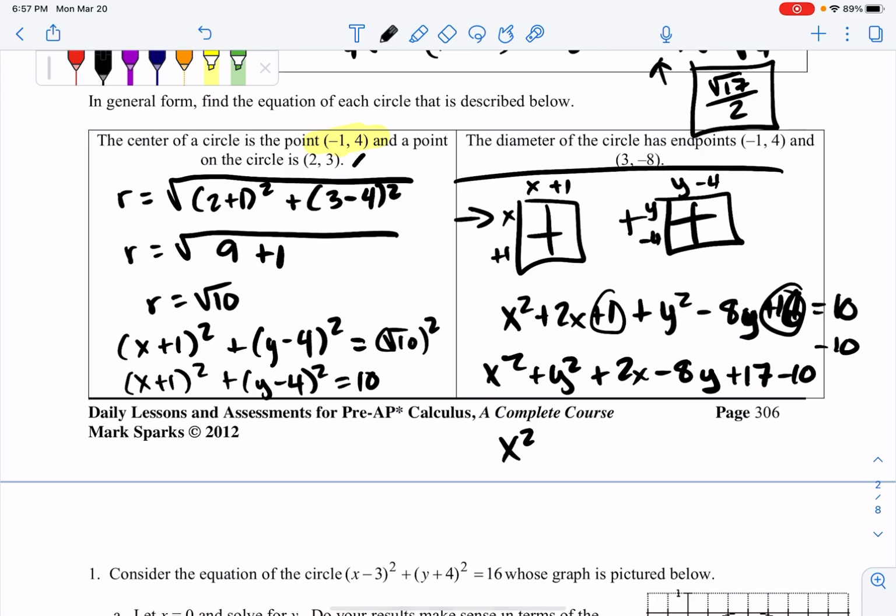So lastly, we get x squared plus y squared plus 2x minus 8y plus 7 equals 0. And that would be your general form. And that's how we're doing that.